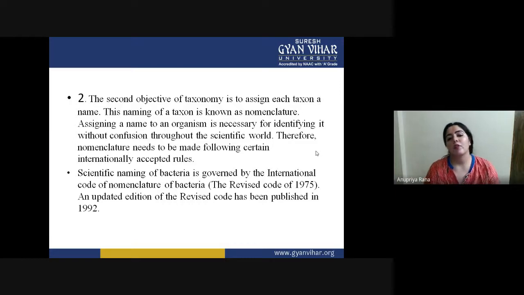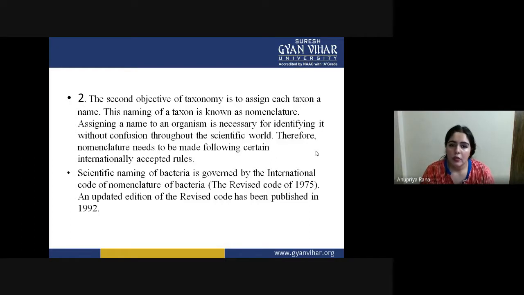Scientific naming of bacteria is governed by the International Code of Nomenclature of Bacteria, the revised code of 1975. An updated edition and revised code was published in 1992. Basically, the major goal behind this is that naming should be done internationally, by a code. The code which has been accepted throughout many decades is the International Code of Nomenclature. In short, we call it the ICBN.